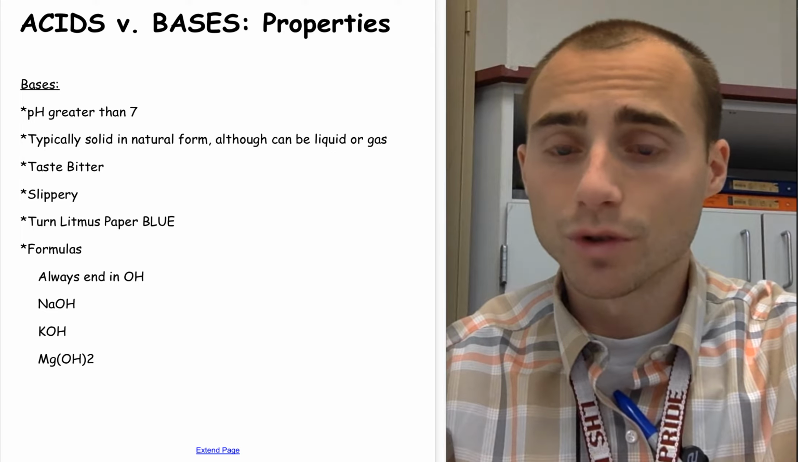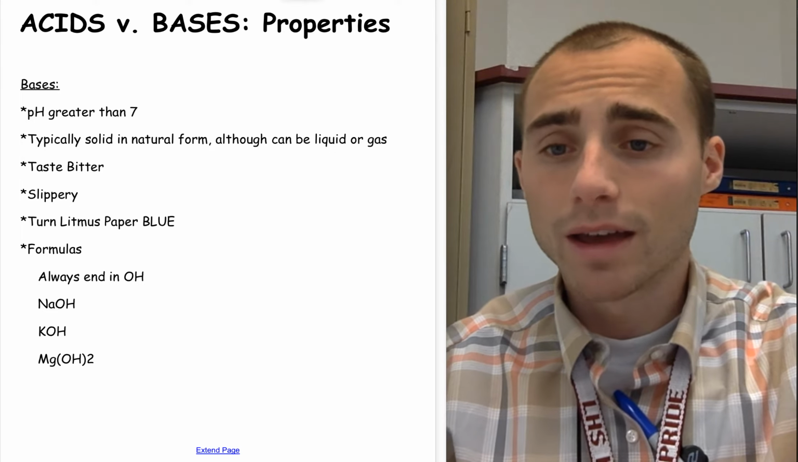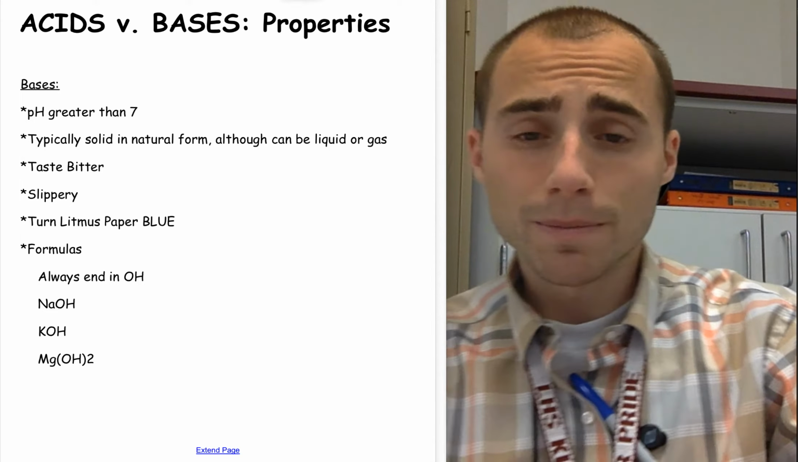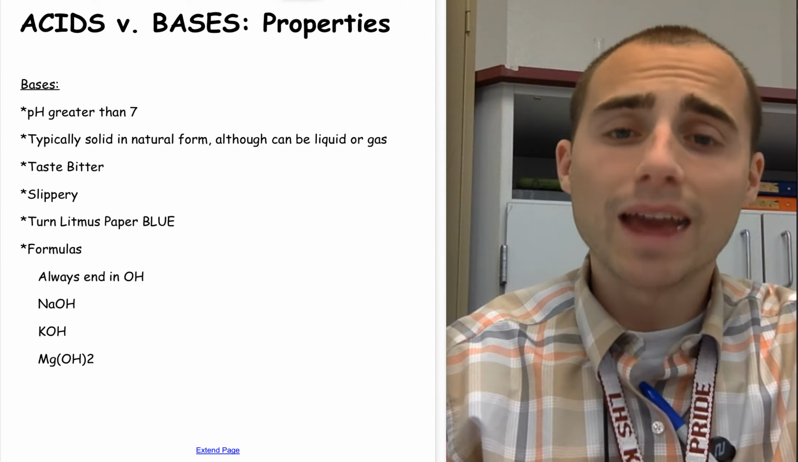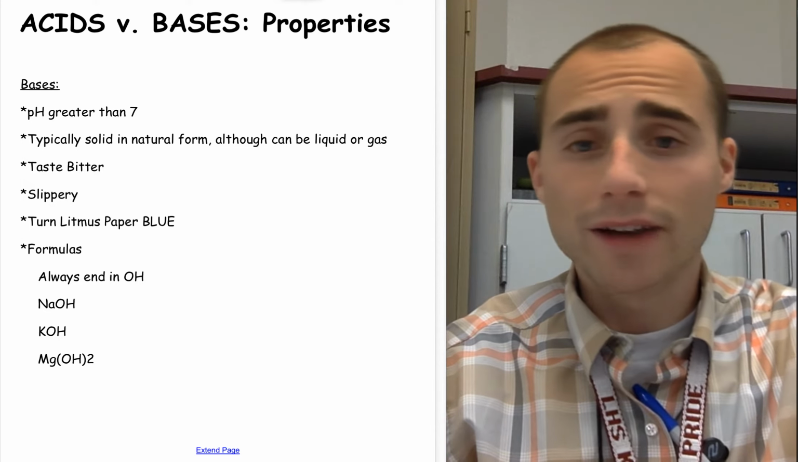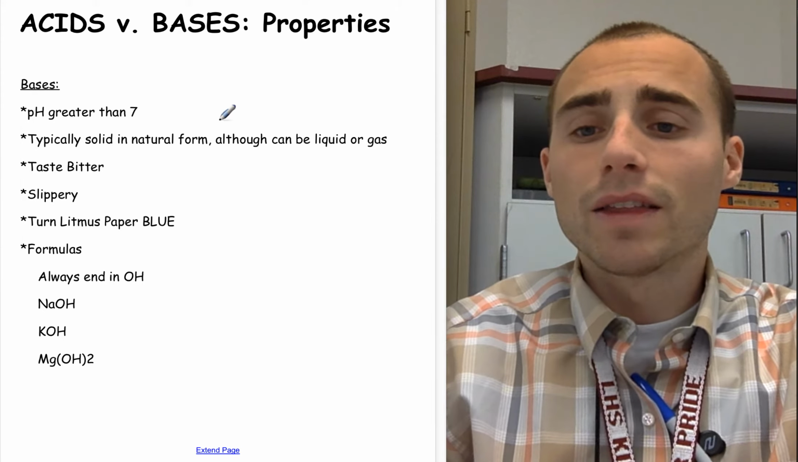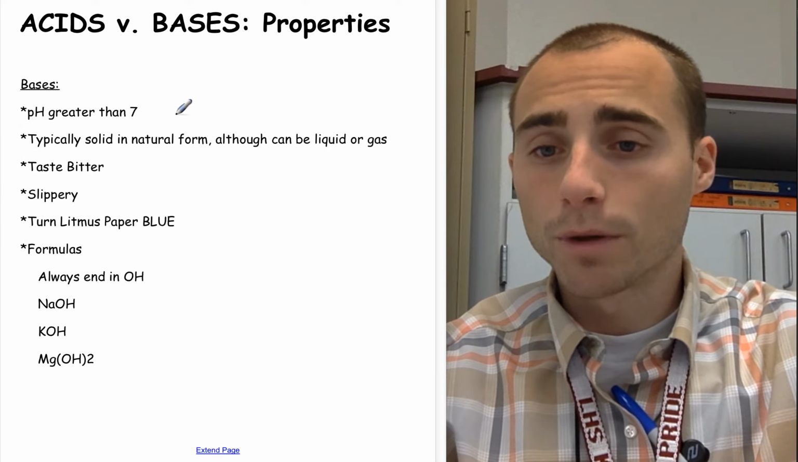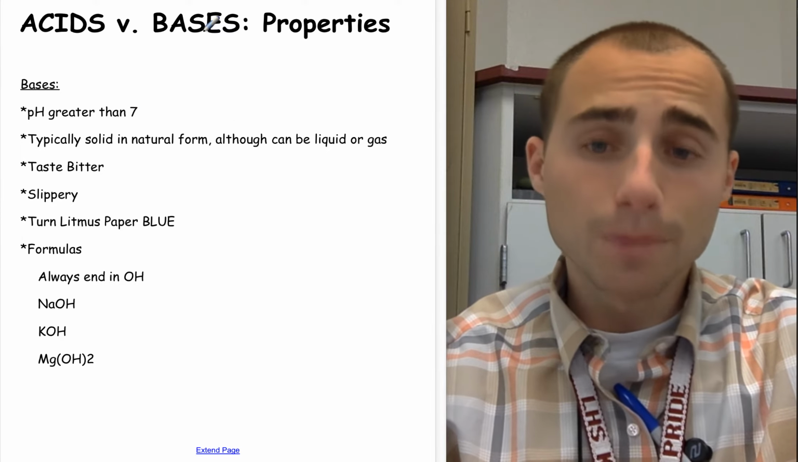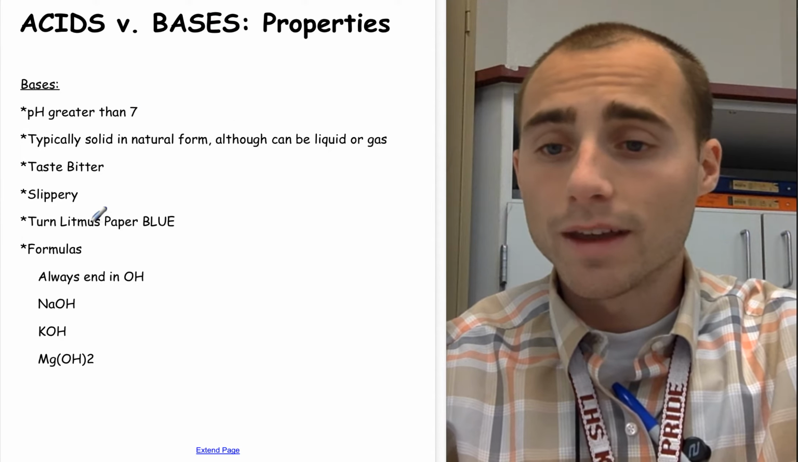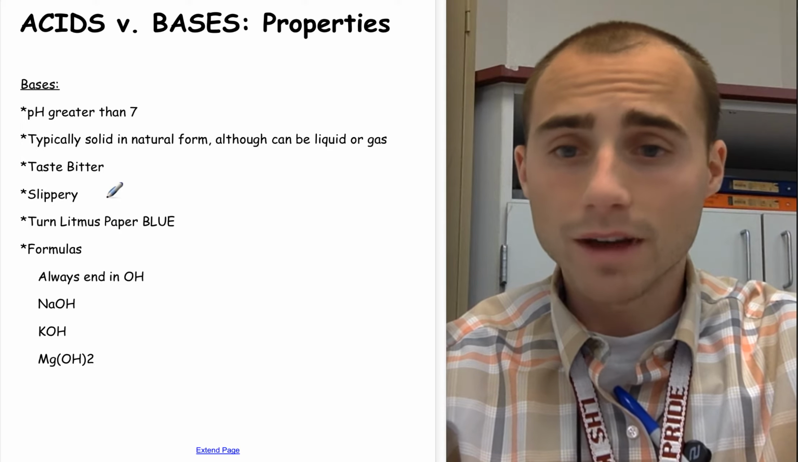Remember, 7 is neutral, so it has to be above 7 to be a base. They are typically solid in natural form, but they can be adjusted to come in liquid or gas. Like you'll explore and you'll see there are a lot of liquids, like cleaning supplies, that are bases, but in their natural form, most of them are solid. They taste bitter if you were to taste them. They are typically slippery in their natural form.